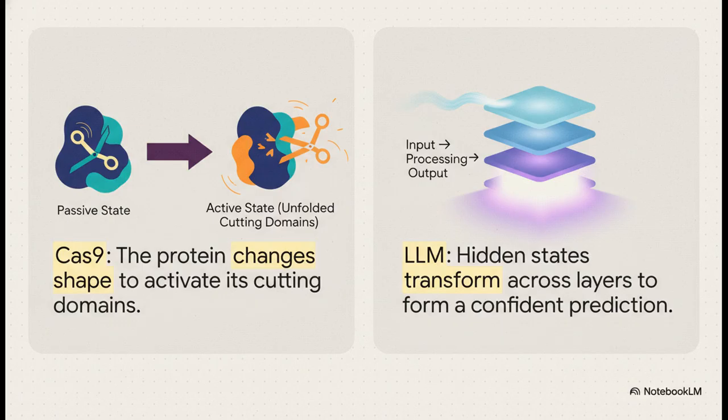Step 4, activation. Once Cas9 is confident it has a match, it physically reconfigures itself. It changes shape to get its cutting tools ready. Now, in an LLM, as it zeroes in on a likely answer, the information flows and transforms through many digital layers. With each layer, it's refining its prediction, basically building confidence until it's ready to make a choice. It's the same buildup of certainty, just in a different medium.